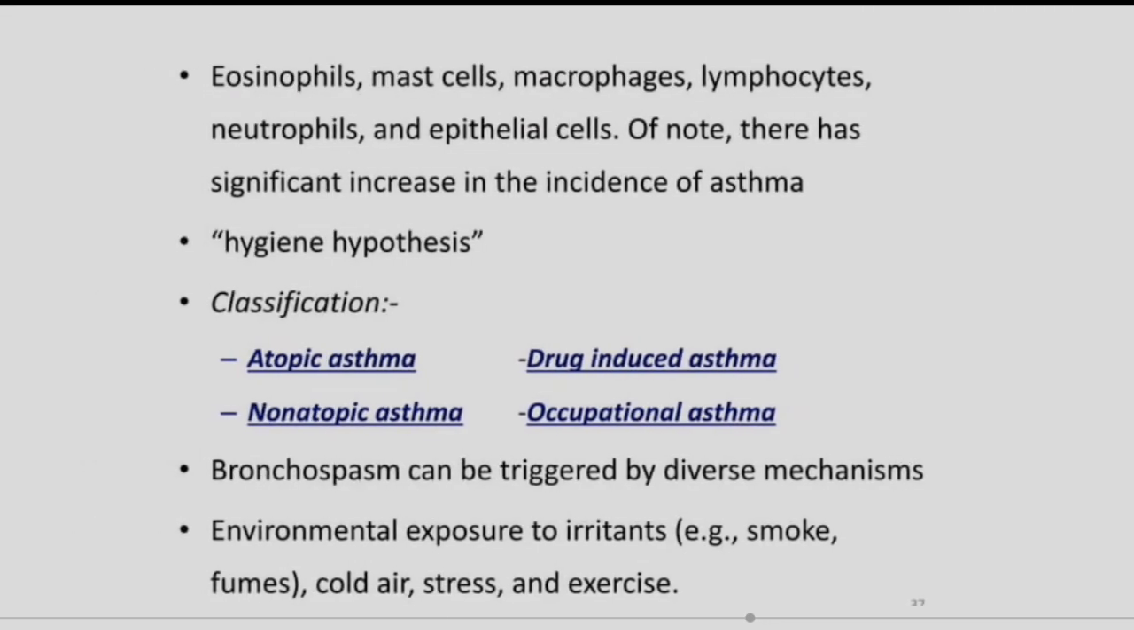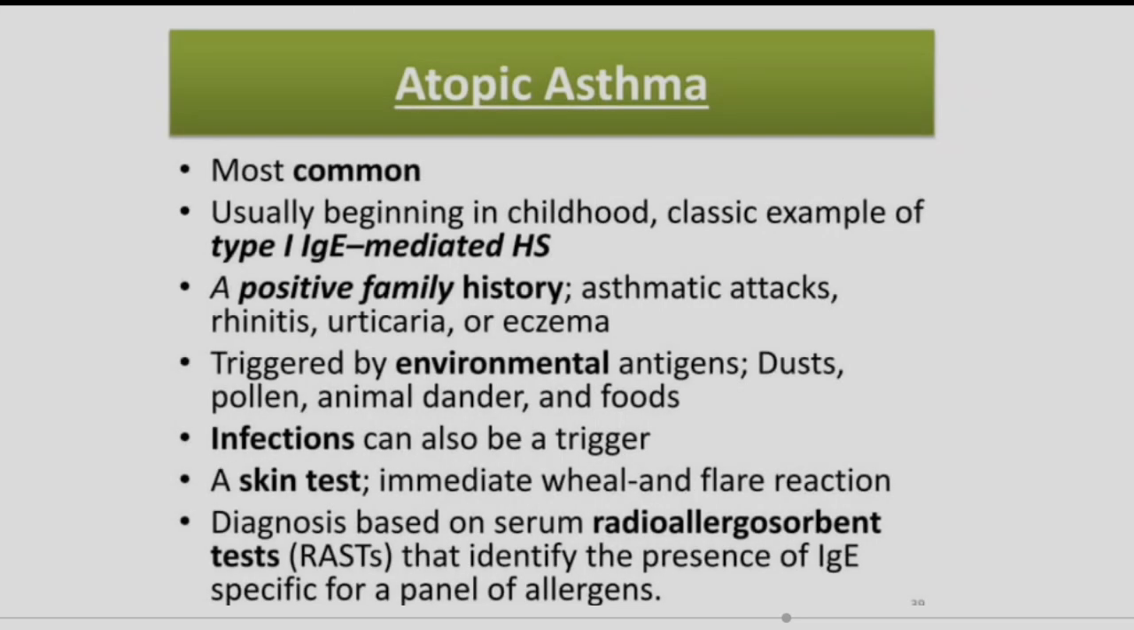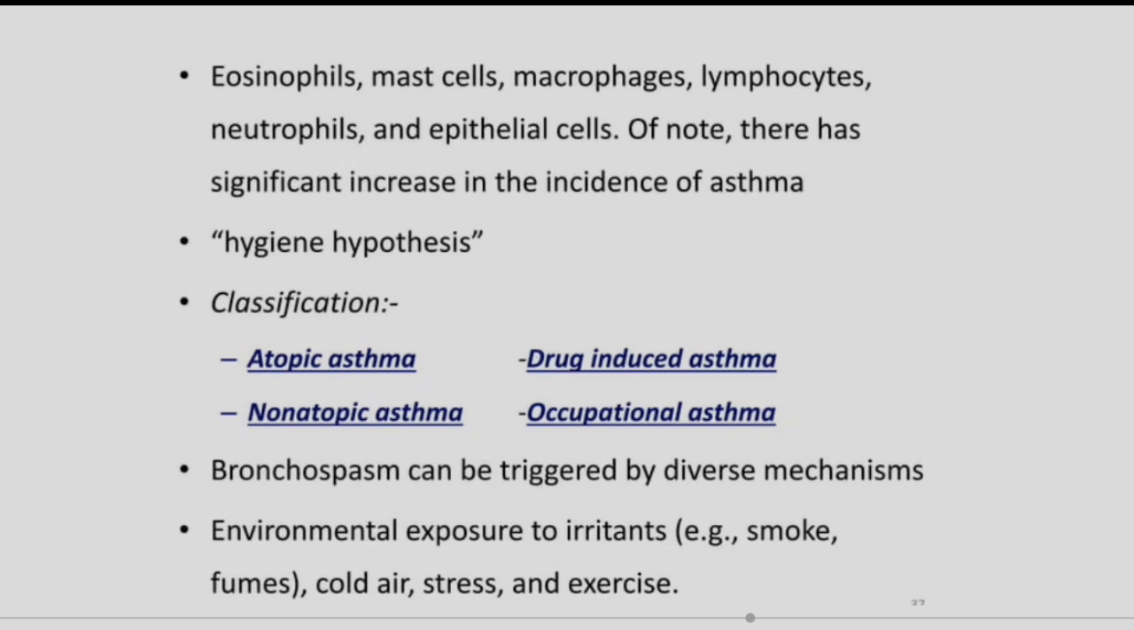Further, there are two classifications of asthma: atopic asthma and non-atopic asthma. Then there are drug-induced asthma and occupational asthma. These are the four different classifications of asthma, and the bronchospasm in asthma can be triggered by a lot of mechanisms. Mainly, the common mechanism is environmental exposure to smoke, fumes, cold air, stress, and exercise.